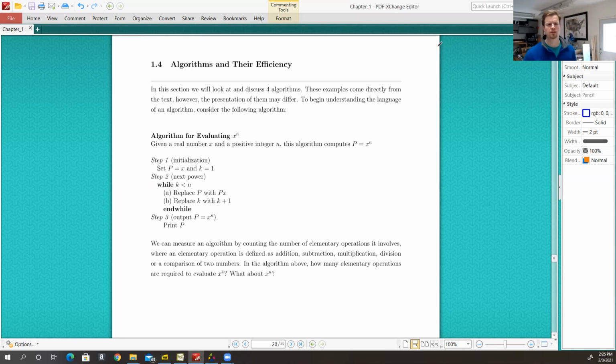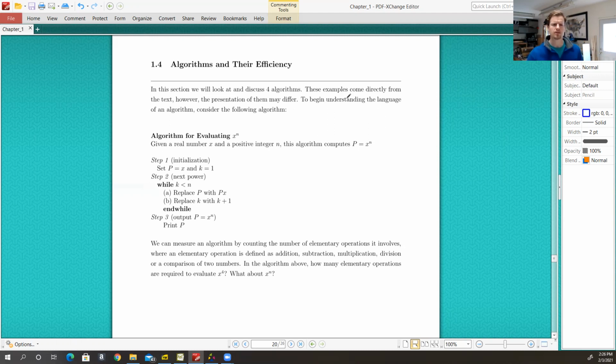In this section, we're going to take a look at 4 different algorithms. We're going to start here with evaluating x to the power n, and then we'll look at a couple of different polynomial evaluation algorithms, and then we'll look at one more algorithm called the next subset algorithm. And the next subset algorithm kind of brings us back into section 1.3, where we were talking about the knapsack problem and having to take a look at all of the subsets of a given set. So we'll talk more about that, of course, when we get to that algorithm.